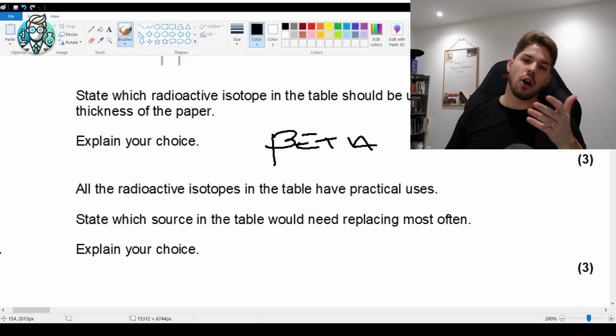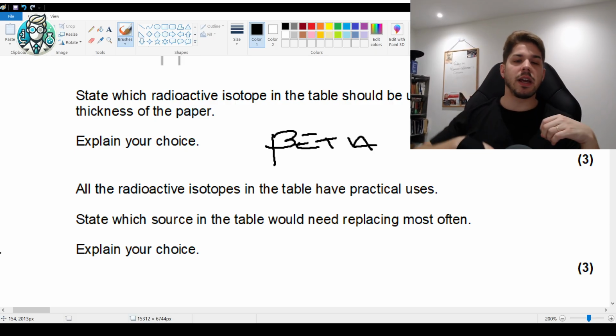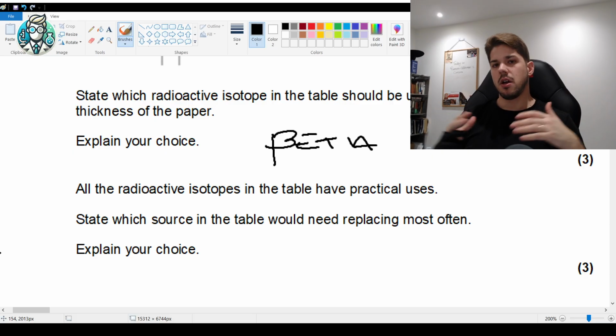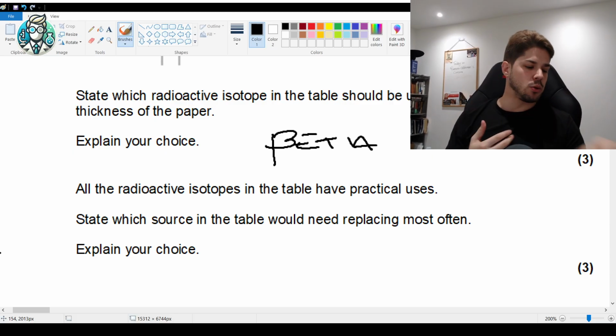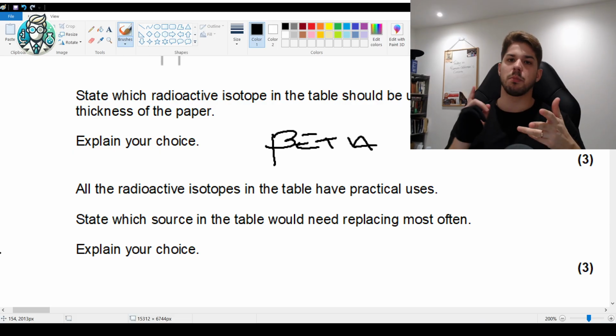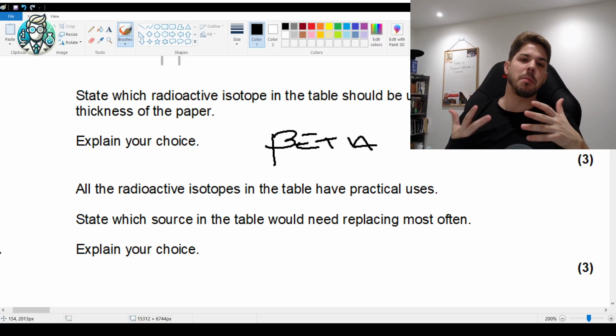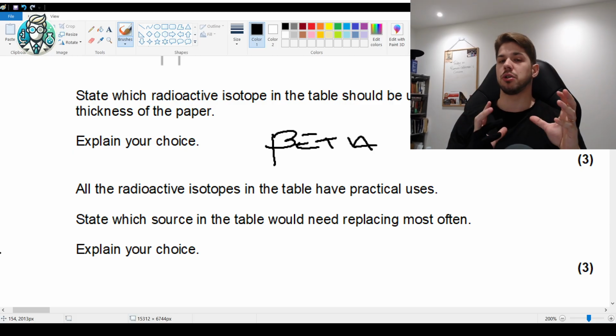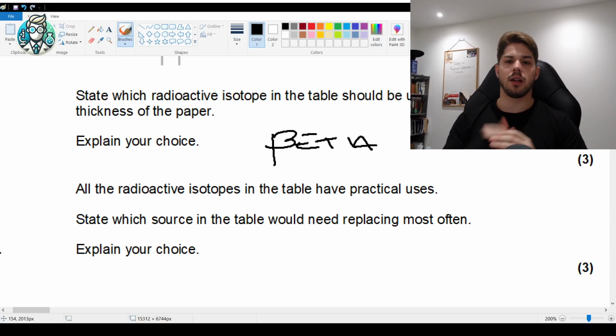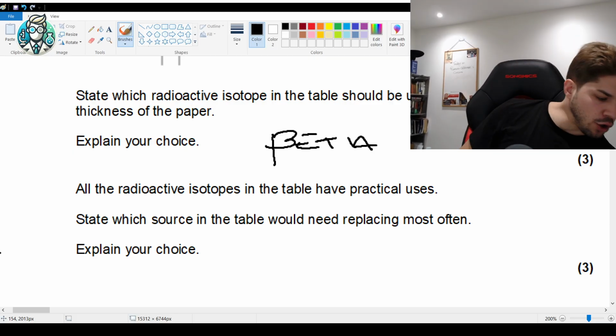And gamma is the opposite. Gamma has very high penetration power. Think that gamma is able to pass through concrete, is able to pass through iron, is able to pass through lead. So the paper will never be able to stop it. So gamma will not be able to monitor the thickness of the paper. That's why beta is the only possible answer.